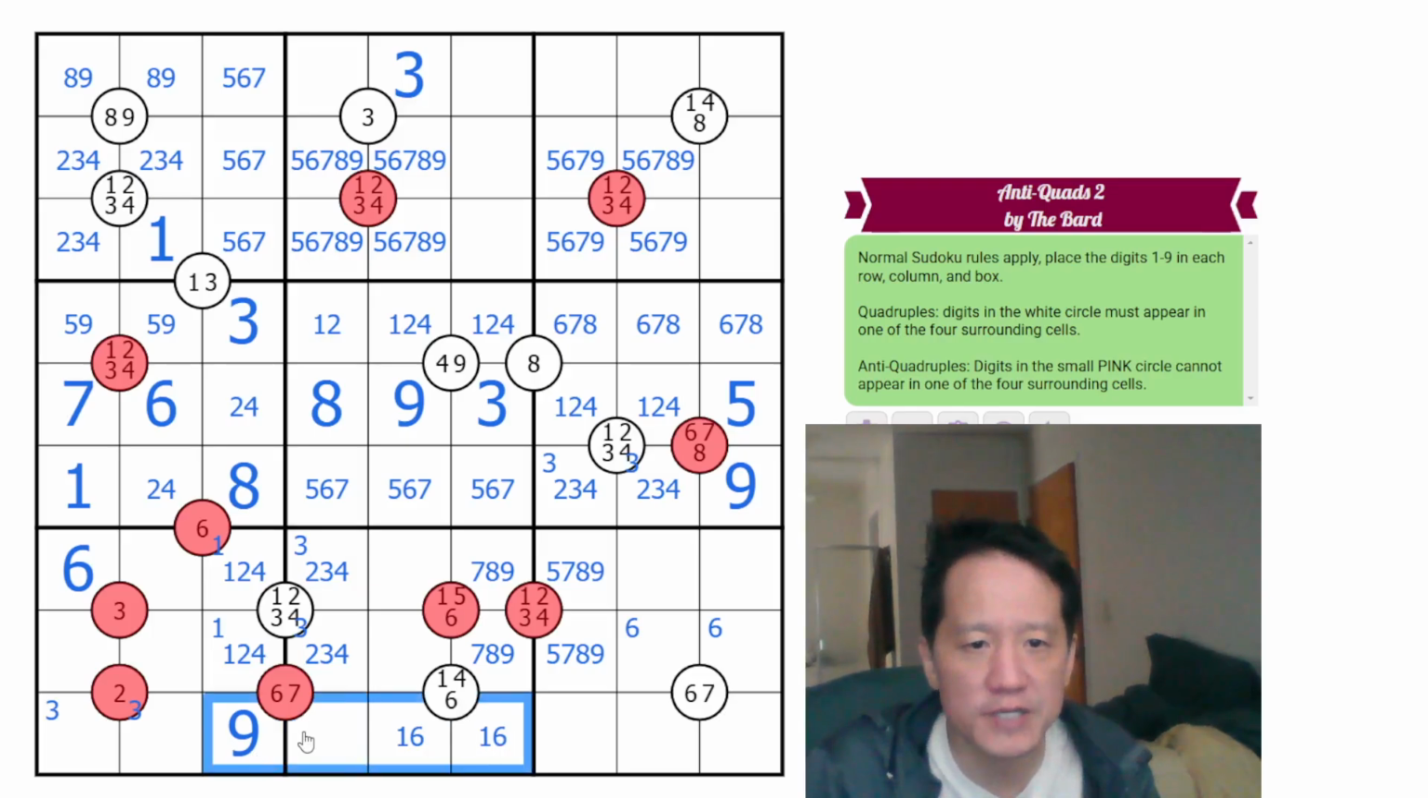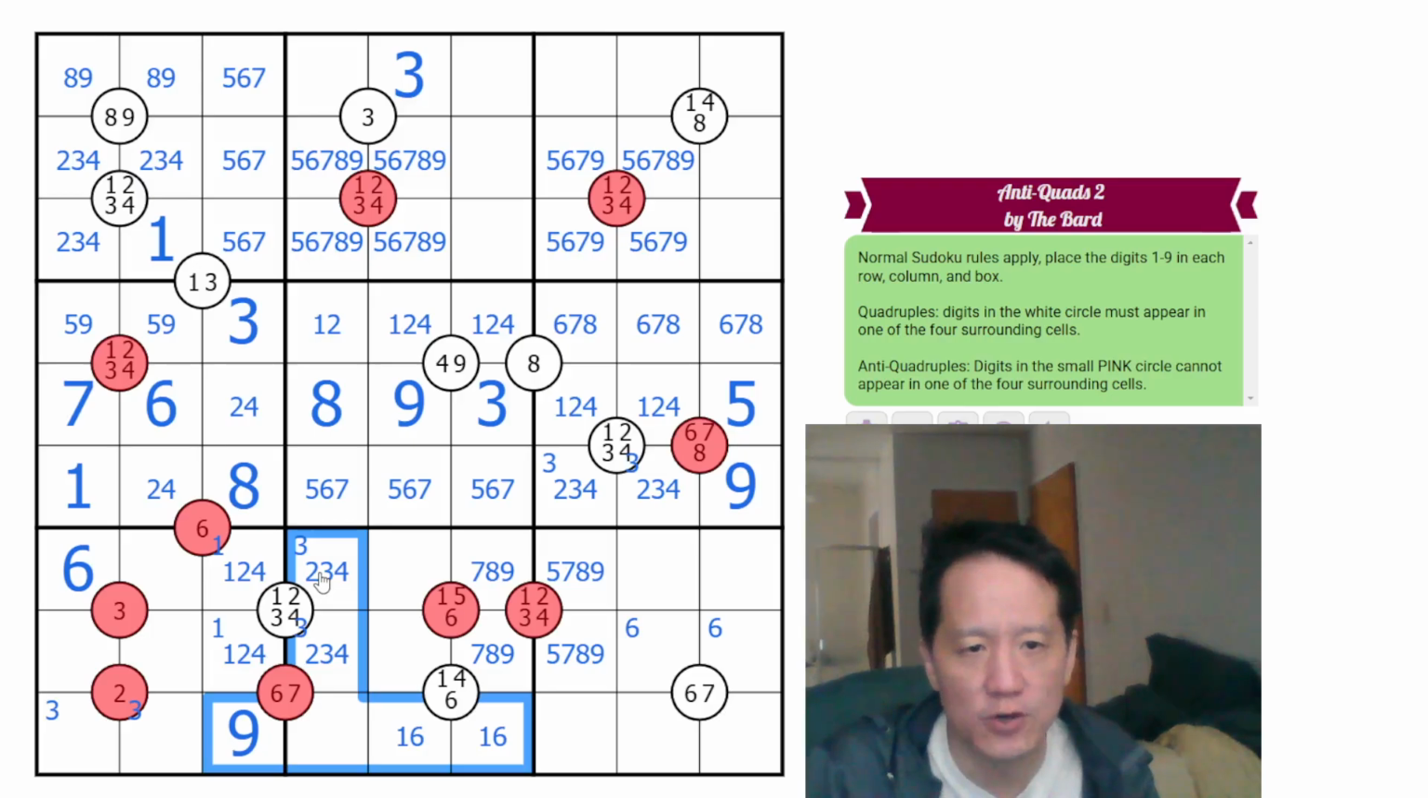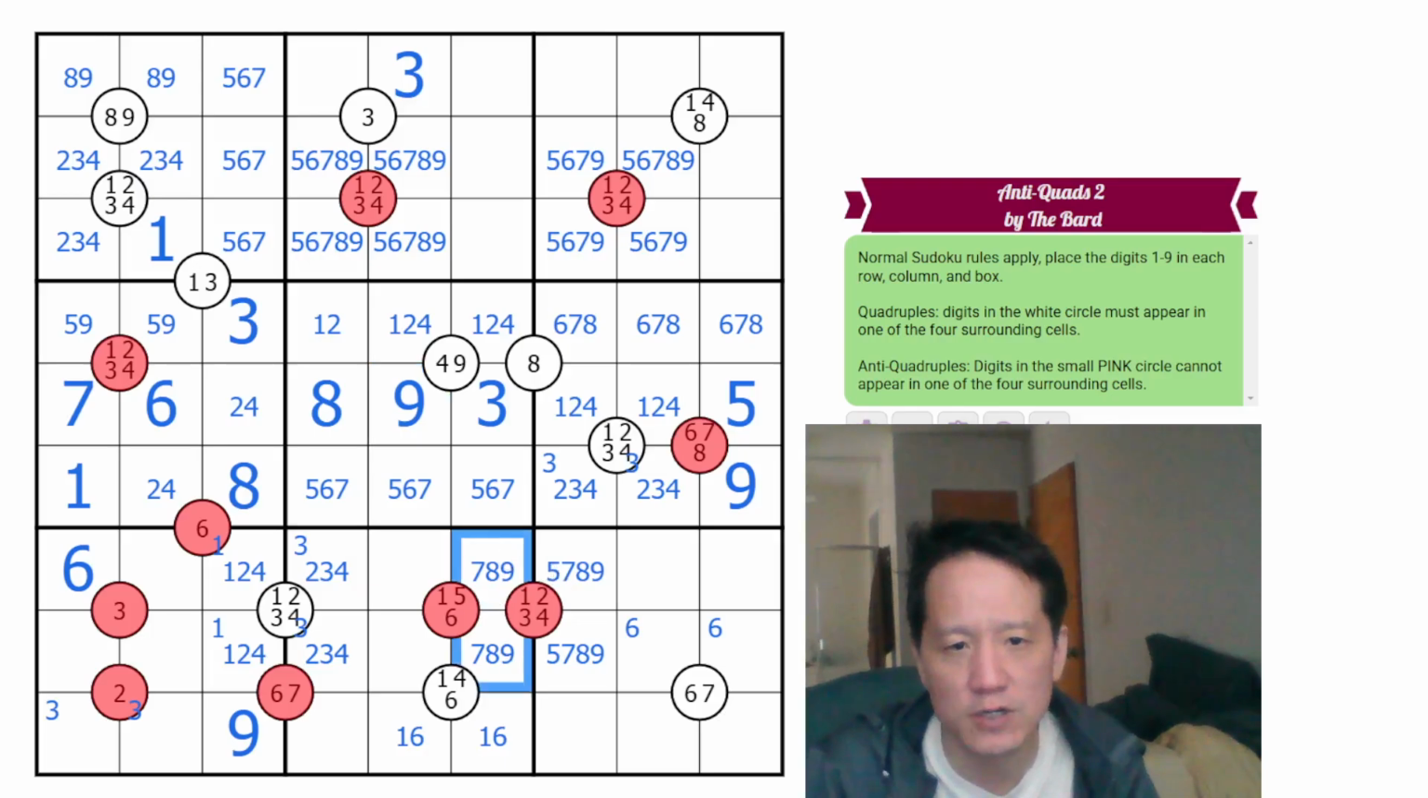Okay, where is the 9 in this box? Cannot be here. Can't be any of these because of the quadruple clue. Can't be here because of this 9, so it must be one of these two cells. And this can no longer be 9. This can no longer be 8.